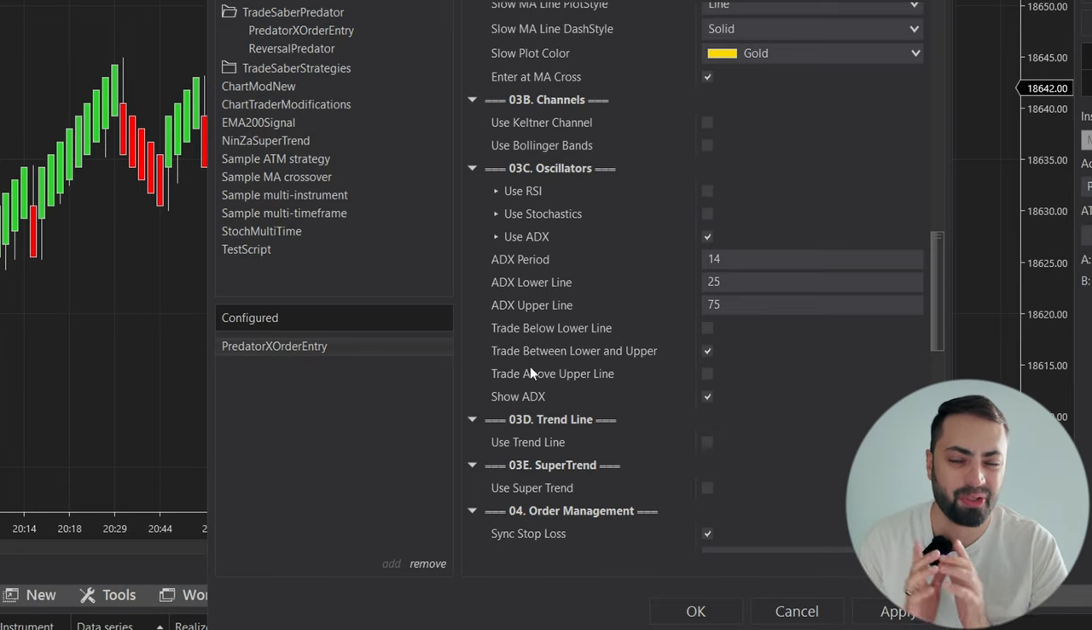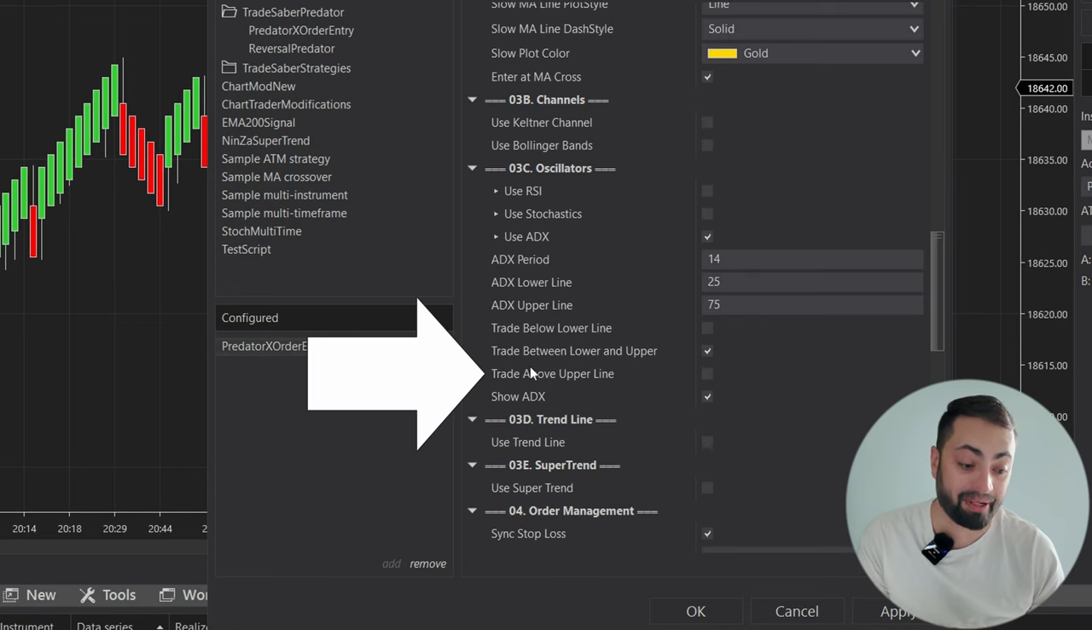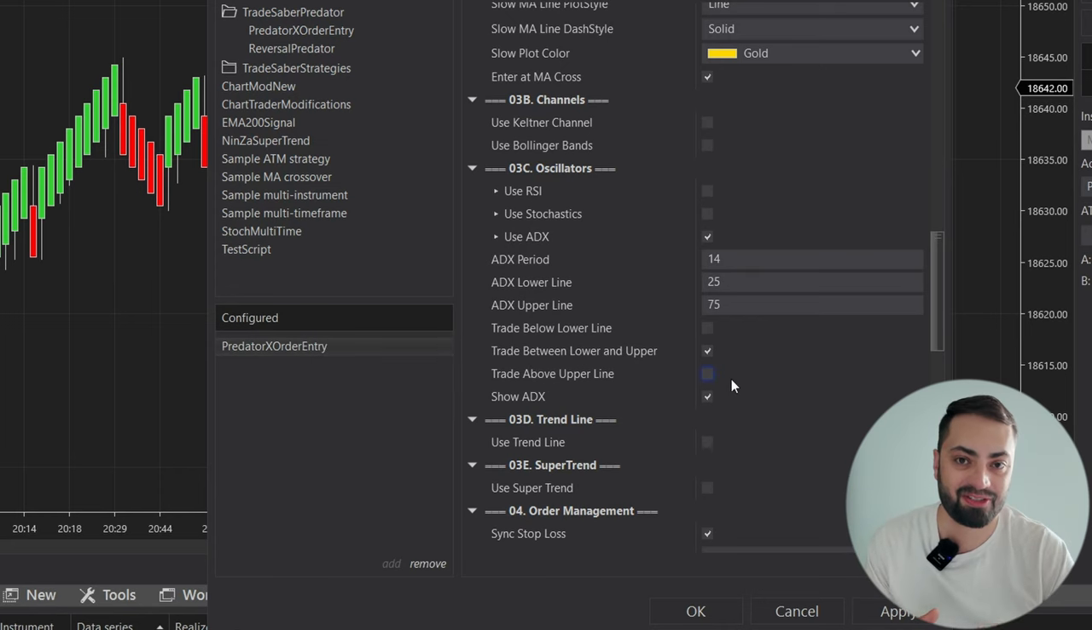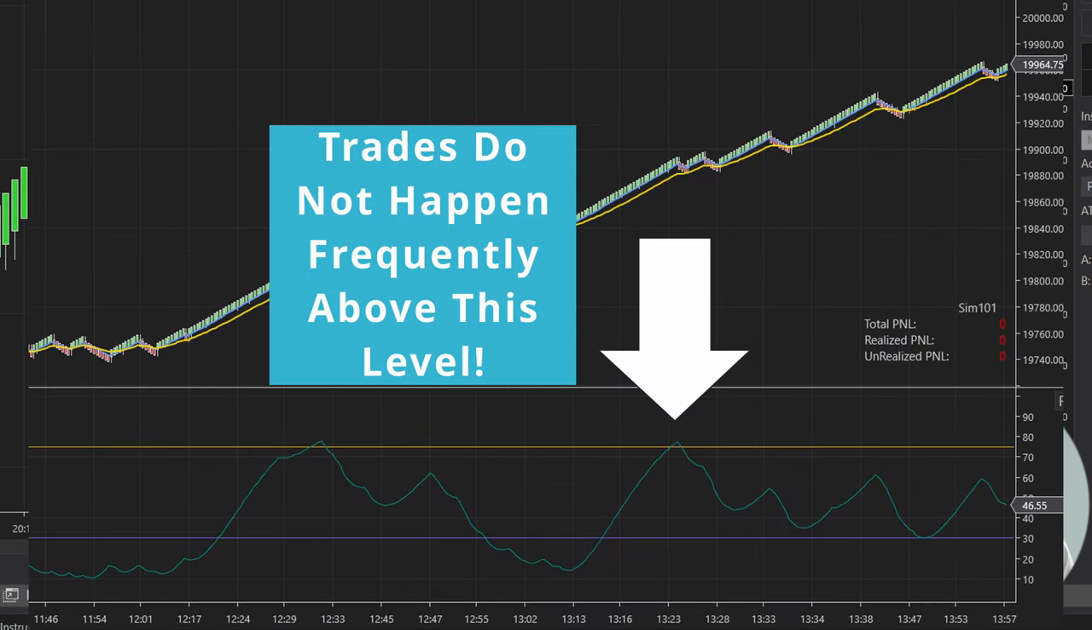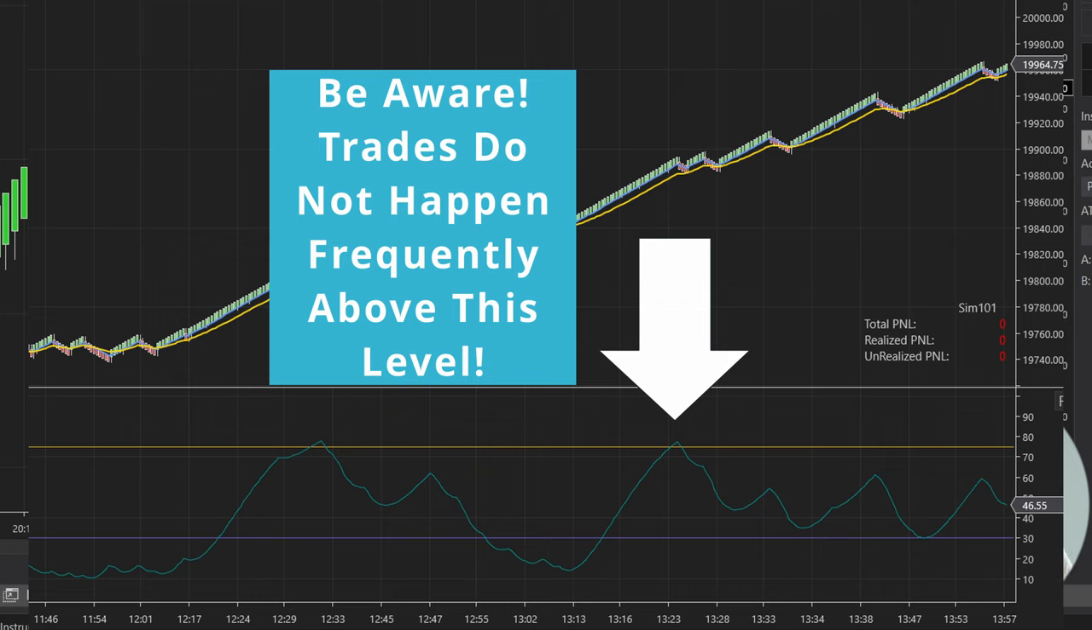Now, lastly, we also have the option to trade above the upper line. When the ADX reaches this level, it could signify that it's a really, really strong trend or there's an impending reversal coming.